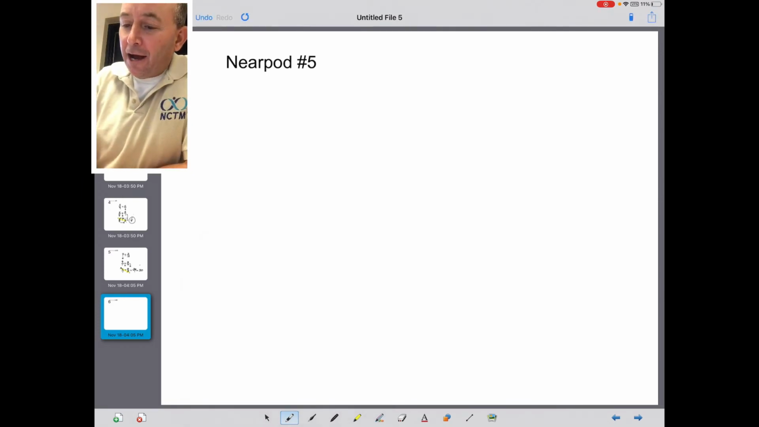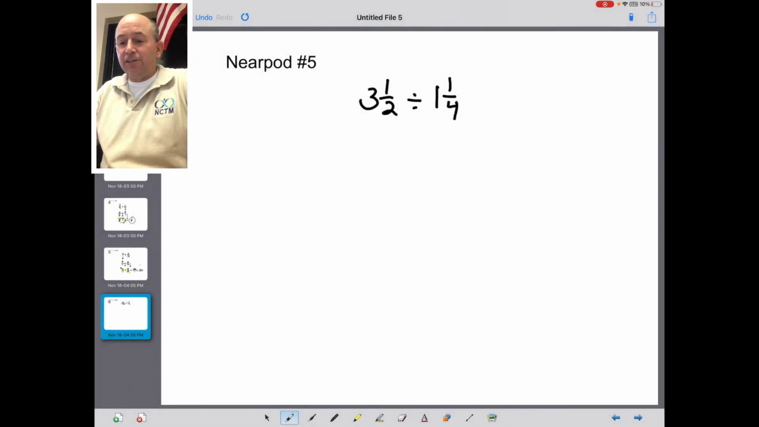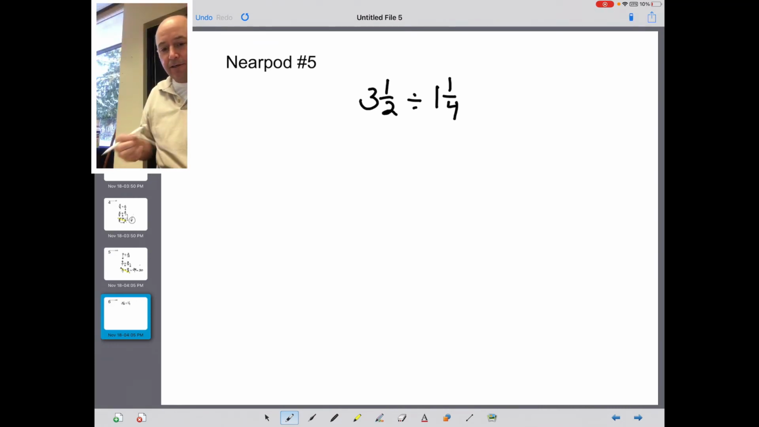How about 3.5 divided by 1 1/4? Okay, let's see if they can do that. I'm going to plug it in the iPad because it's about to fade. All right, and stop the video while I plug stuff in.